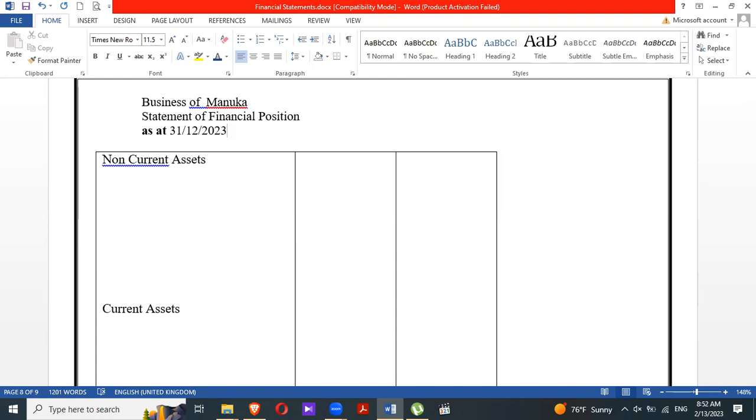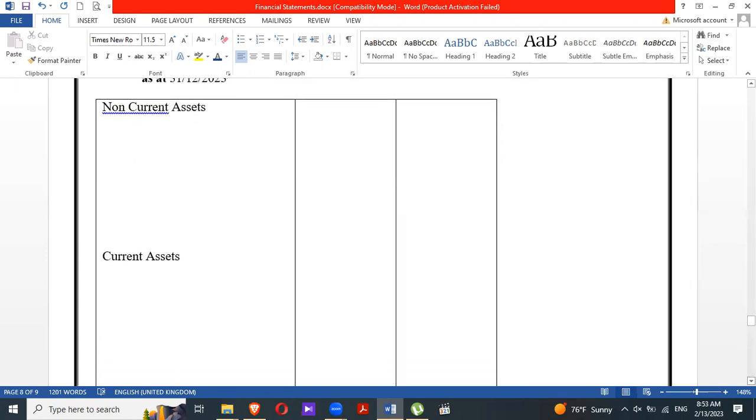Look at the way I wrote the name. First line, the name of the business, business of Manuka. Second line, the statement name, statement of financial position. Third line, the time period, as at 31st December 2023. If you write the names correctly, you can get half marks here, and half for the statement of profit or loss, altogether 1 mark if you correctly write the names of the financial statements.